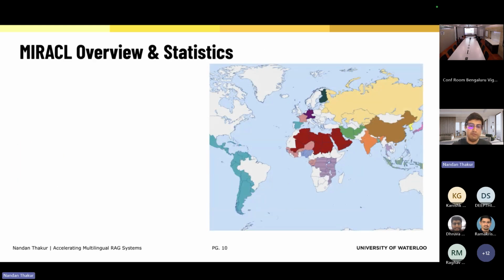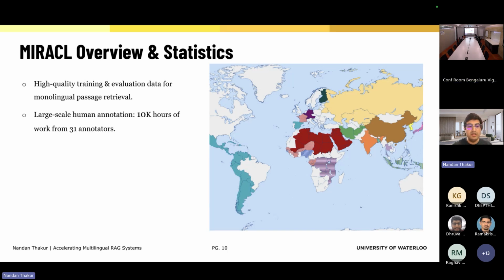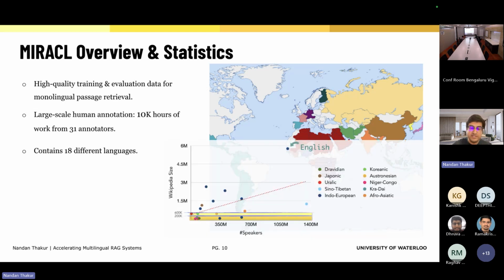So let's look at some overview and statistics from the MIRACL dataset. It provides high quality training and evaluation data for monolingual passage retrieval. It was constructed using large scale human annotation. We spent about 5 to 6 months getting all the annotators and managing their work to construct the whole dataset. It has about 10K hours of work from 31 different annotators who are native speakers of different languages. It contains 18 different languages.